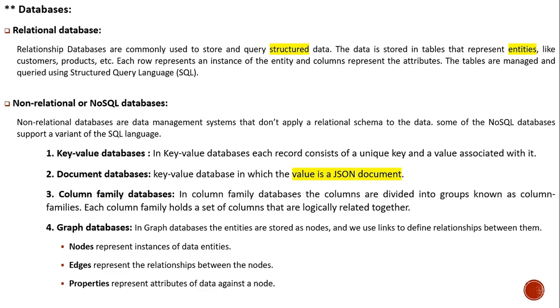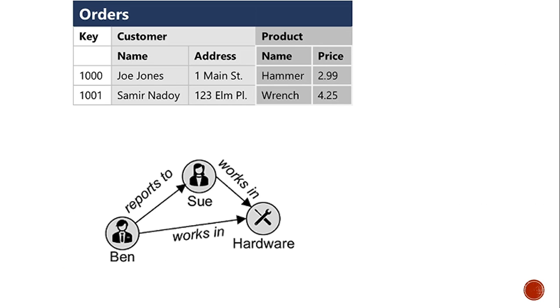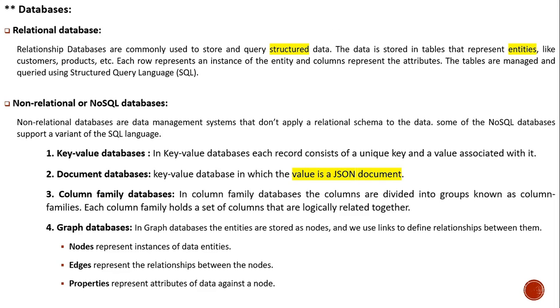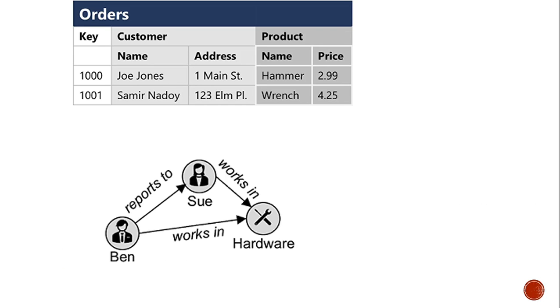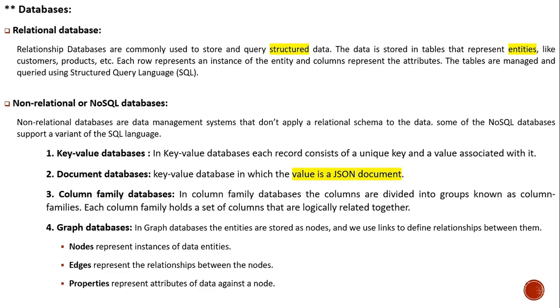The next one is the graph database. In graph database, the entities are stored as nodes, and we use links to define relationships between them. So for example, here the nodes are Ben, Sue and hardware. These are nodes, and these are representing instances of data entities. And the next one is the edges. So edges represent relationships between them. So Ben reports to Sue and Ben works in hardware.